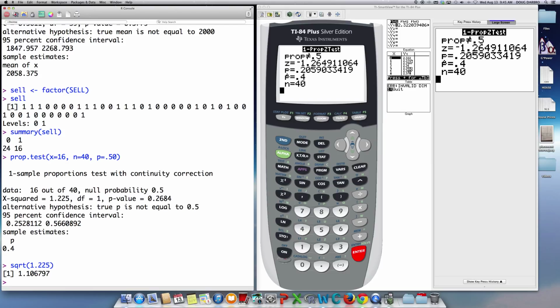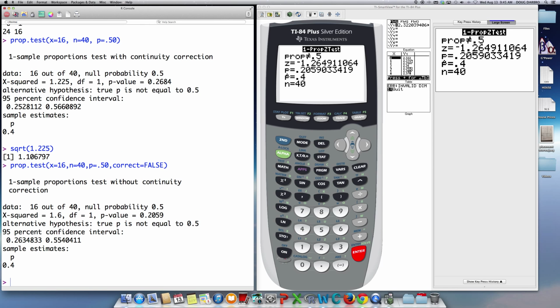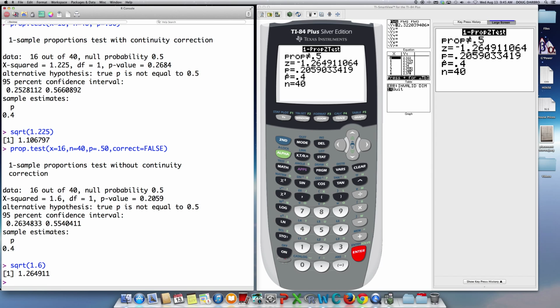Okay, what's going on here? Oh, okay. Let's run this. Let's run the prop test. X equals 16, n equal 40, p equal 0.50, and correct equal false. All right, when we run correct equal false, and now let's run the square root of 1.6. You're going to see that everything is going to match up with your calculator. Now this gets into something called a Yates continuity correction. Your calculator runs without the continuity correction.